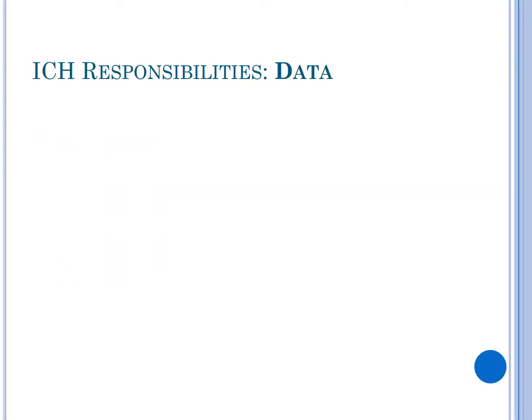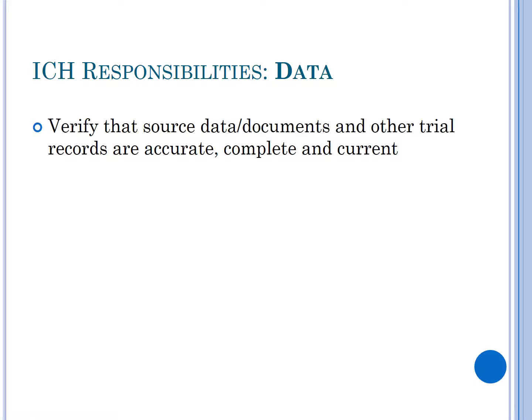So how do they do that? What are some things that a monitor will do to verify that the data is reliable? The first thing that the monitor is going to do is verify source documents. And they're going to look at all the source documents. Remember, that's the first place where data is originally recorded.